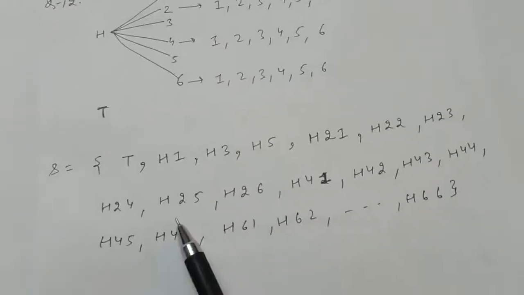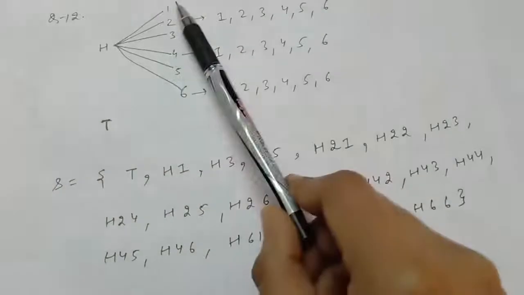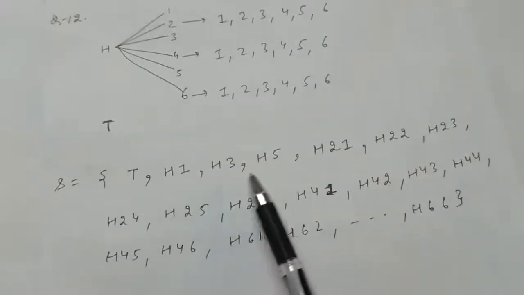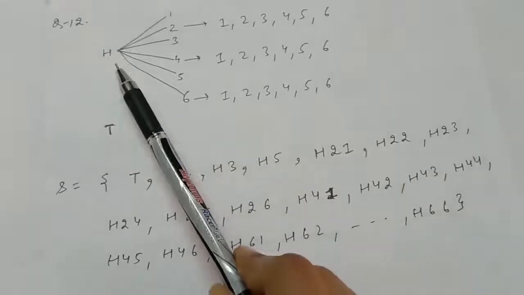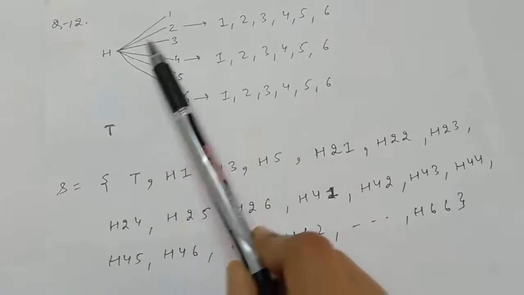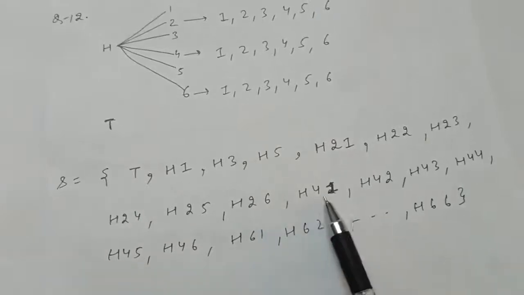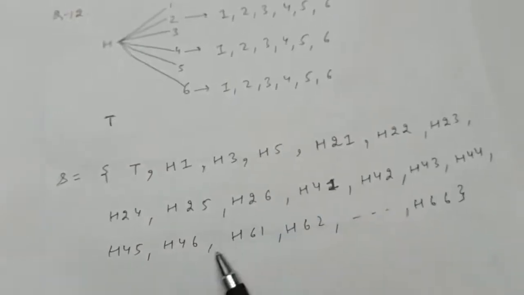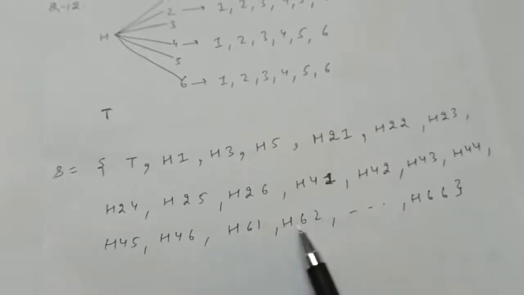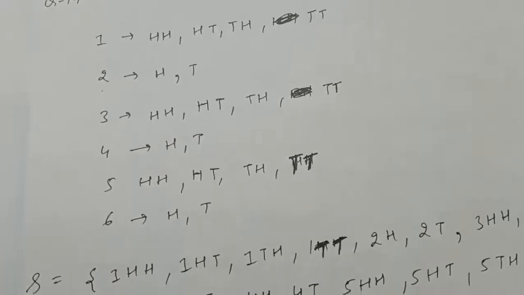So you can write down the sample space as first T, then H1, H3, H5. Now with H2, H21, H22, H23, and so on up to H26. Similarly with H4, H41, H42 up to H46, and similarly for H61, H62 up to H66.